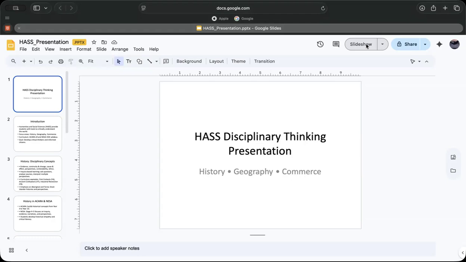By integrating these three disciplines, we're not just delivering curriculum content, we're developing critical thinkers, ethical citizens, and problem solvers who can engage in complex real-world issues.